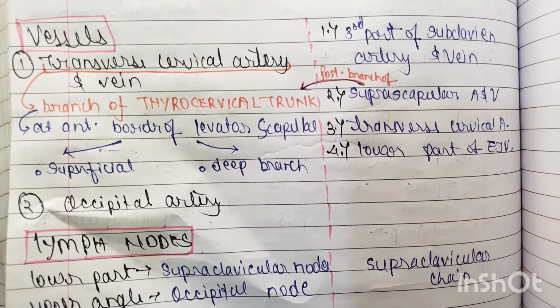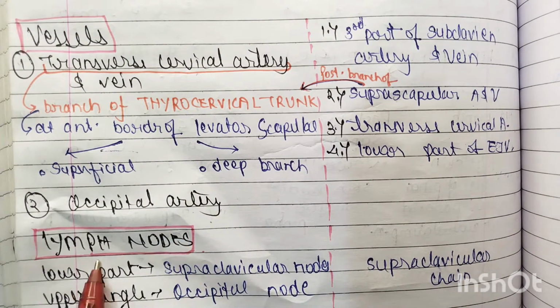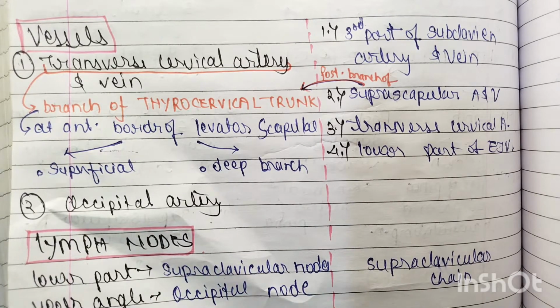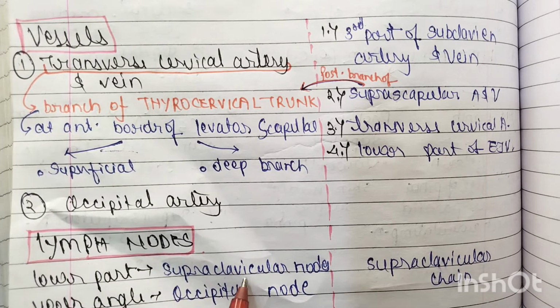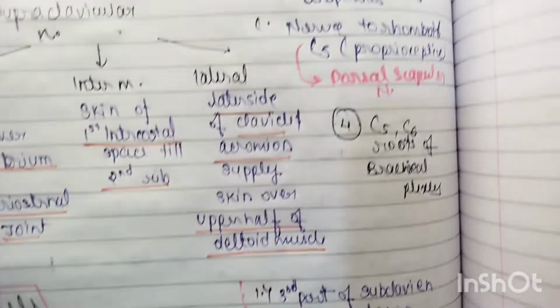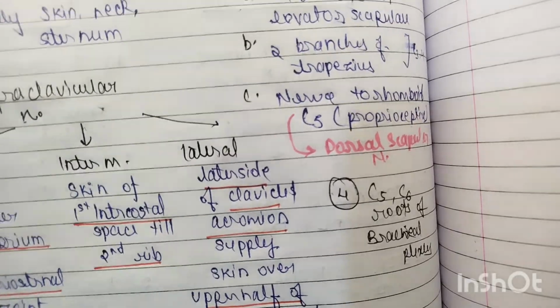Coming to the lymph nodes. If we talk about the occipital triangle, the lower part has the supraclavicular nodes and the upper part has the occipital nodes. And in the subclavian triangle, you have the subclavian chain of lymph nodes. So this is all about the posterior triangle, and here we are done with the posterior triangle.